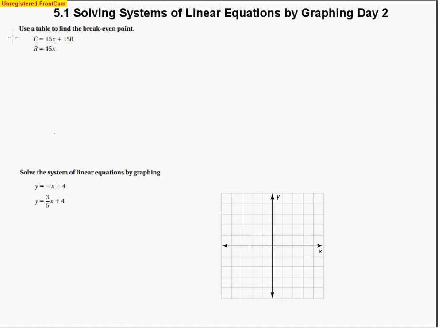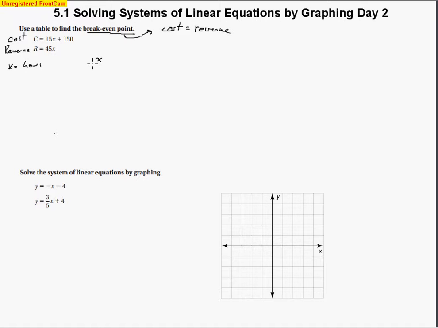C stands for cost, and R stands for revenue. And so what we've got here is an X value. X could maybe be, let's just say it's number of hours. And so what we're trying to do is find out when the cost will equal the revenue, and that's what the break-even point is. It's when the cost equals the revenue. And so if we wanted to set up a table, we could find out when that would end up being.